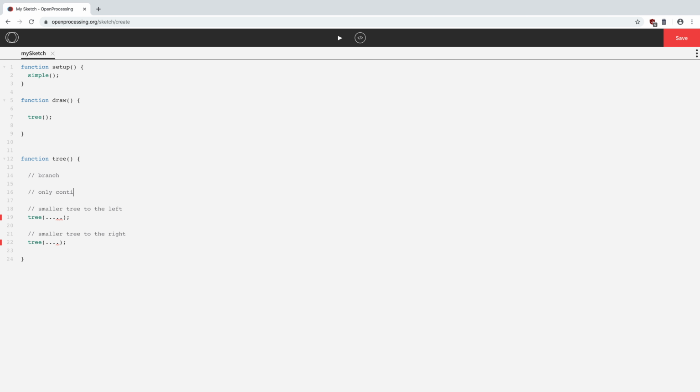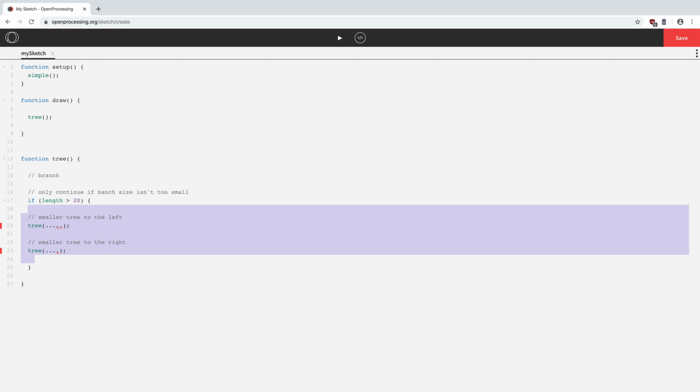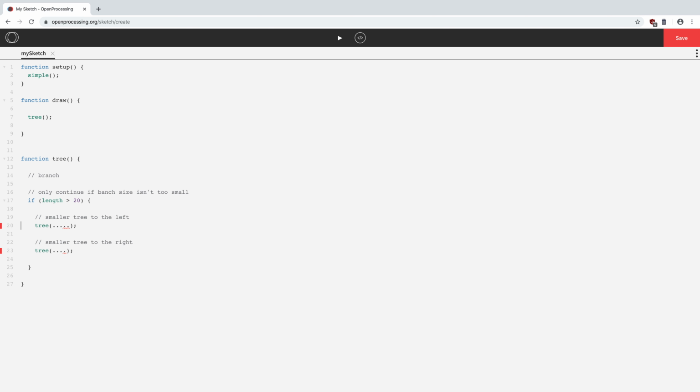Only continue if branch size isn't too small. So if, let's call it length. If the length is more than, let's just say 10. We said 50, didn't we? I said 20. So only draw smaller trees if the length is more than 20.